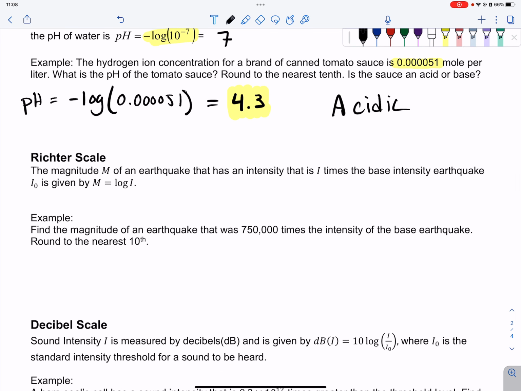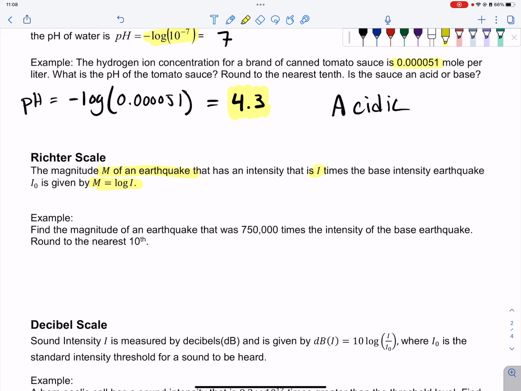The next scale that we're going to talk about here is the Richter scale. This is used for earthquakes to tell us the magnitude M of an earthquake that has an intensity that is I times the base intensity of the earthquake. And the formula here is given to us as M equal to log of I, the intensity.